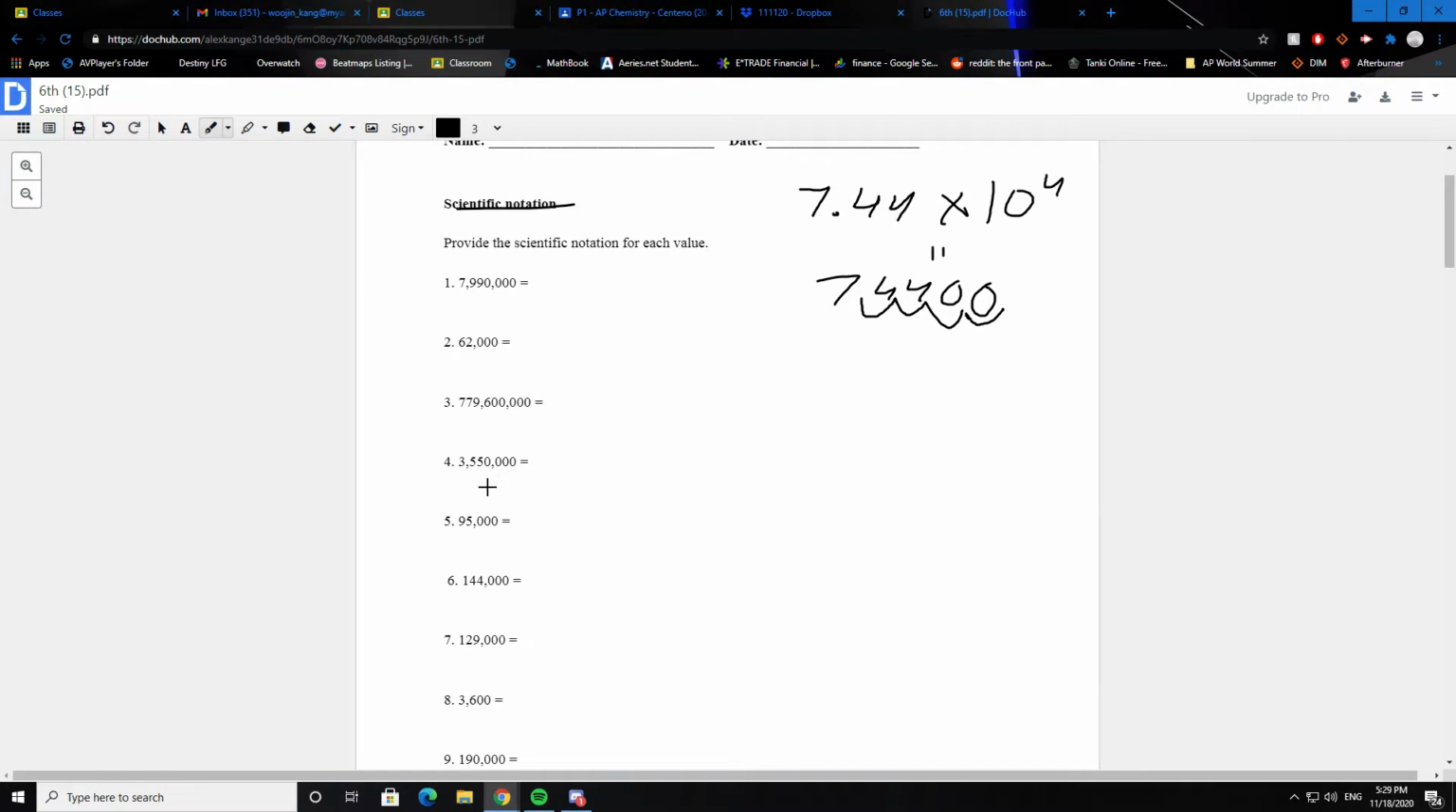So let's just do a couple here. Number 1, 7,999,000. You always want to put the decimal between the first and second actual numbers, not zeros. So here you want to put it right here.